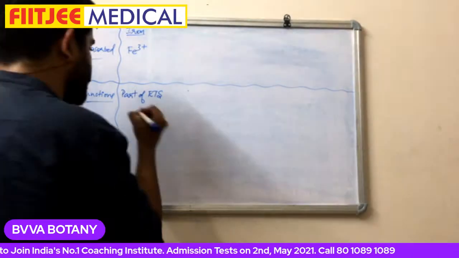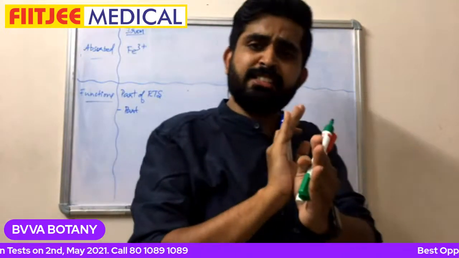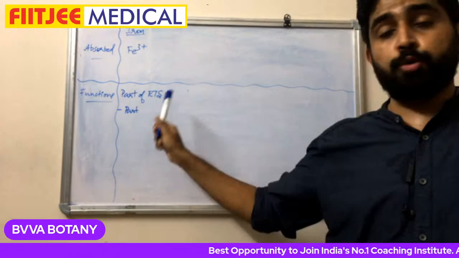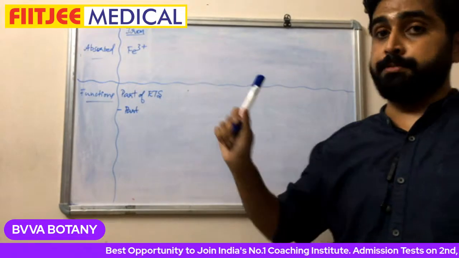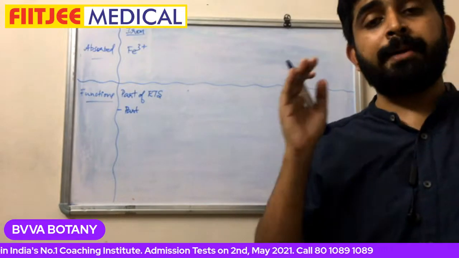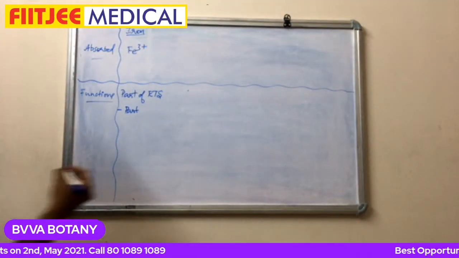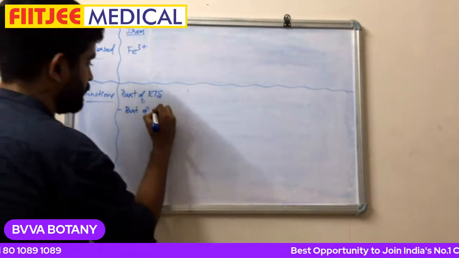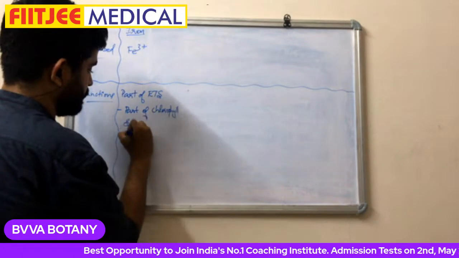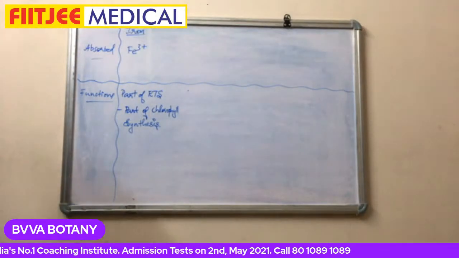It's also needed in chlorophyll synthesis. You should understand one thing: chlorophyll does not have iron in it, magnesium is the part of chlorophyll, but iron is required for the synthesis of chlorophyll. That is a very important point. Don't get confused. Iron is not a part of the chlorophyll, but it is required in the synthesis of chlorophyll.